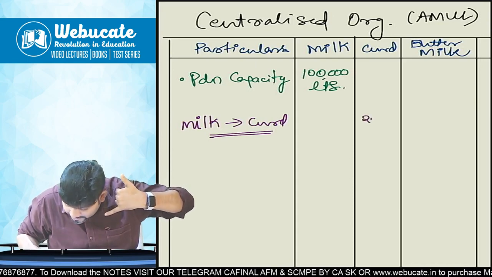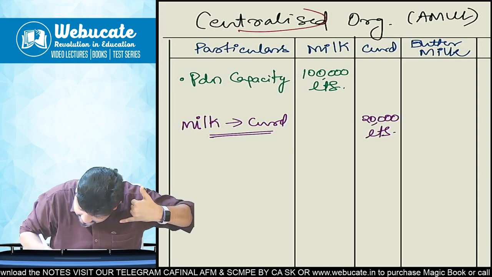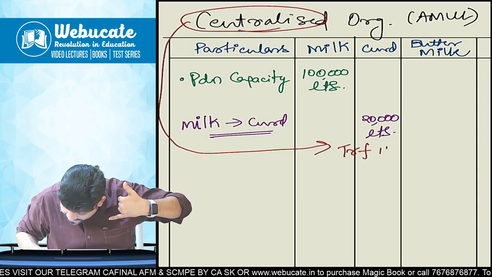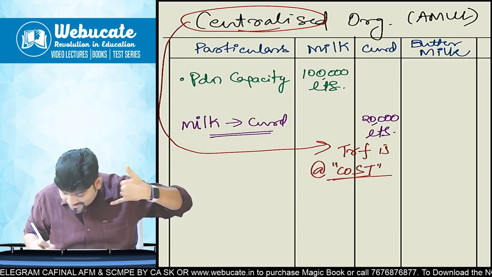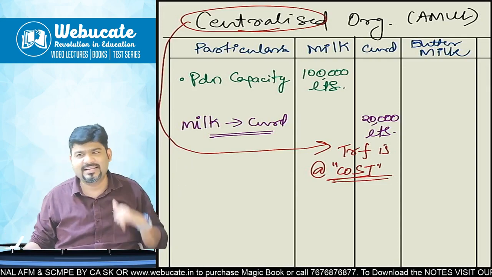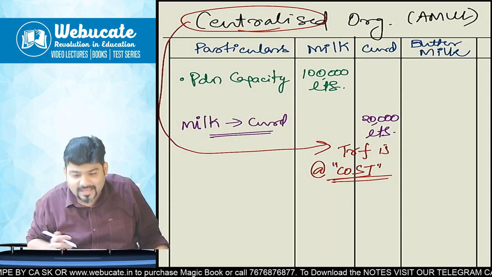20,000 liters of milk. But because it is a centralized organization, transfer is at cost, full stop. The milk department is not at all motivated to transfer at anything above cost, because it's like, how does it bother me? I don't care.